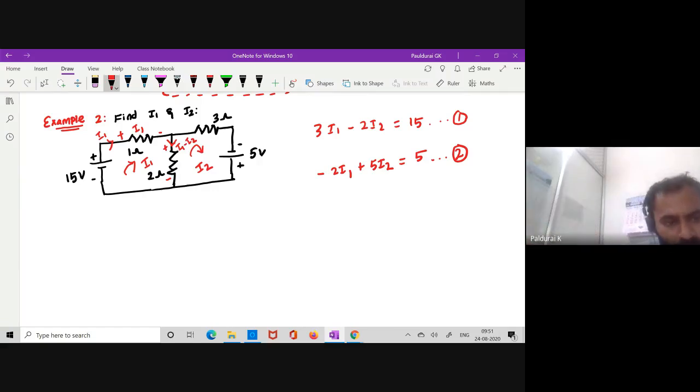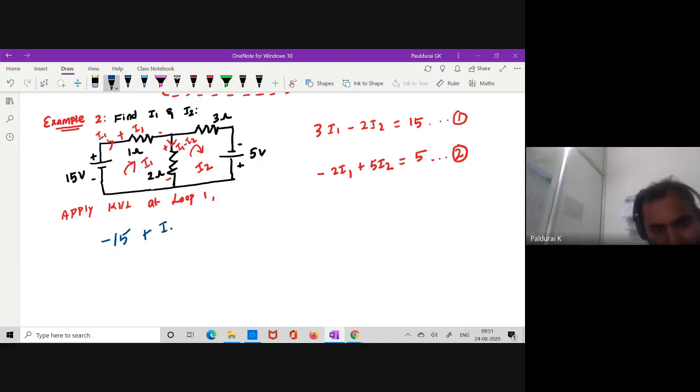So now can you apply KVL? What will you do? Apply KVL at loop 1. Okay, let me change. So it is minus 15 plus I1, the voltage drop across 1 ohm, plus the voltage drop across 2 ohm, which is 2 times I1 minus I2, equals 0. Okay, so you know the algebraic sum of voltages around the loop is 0.